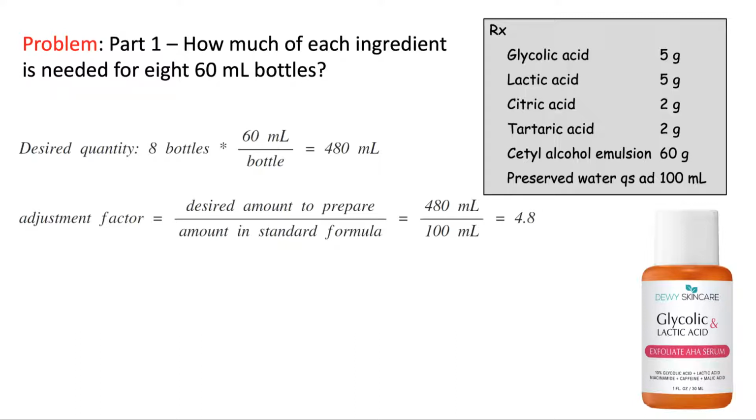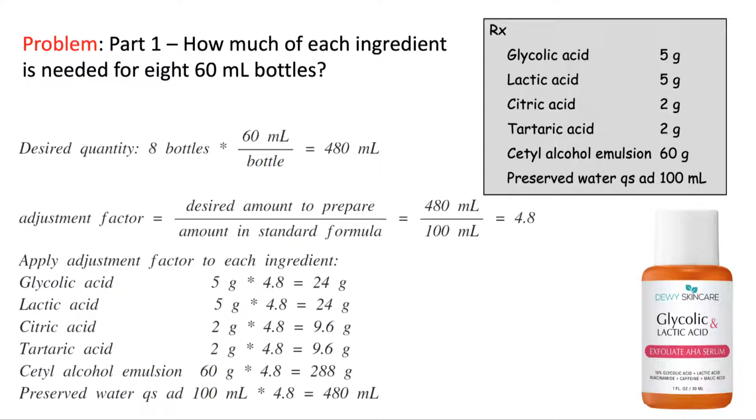Simple, but repetitive, we now need to apply that adjustment factor to each of our ingredients. And this is where, again, we need to be very careful with our units. I've rewritten the formula here, and I won't read through all of these, or I'll try to do it quickly. We would take, for example, glycolic acid, which called for 5 grams, times 4.8. The adjustment factor means we need 24 grams. Likewise for lactic acid. For citric acid, we need 2 grams, but we need to multiply that by the adjustment factor of 4.8, meaning we need 9.6 grams of citric acid.